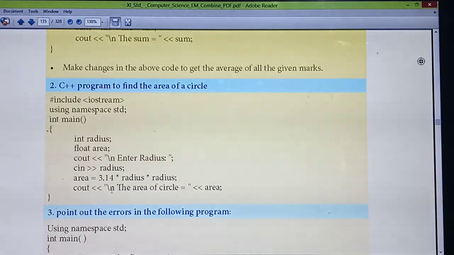So see the output. What will you get? The area of a circle. The area of a circle. Then the answer is stored in which variable? Area. So you are displaying the variable area. Understand? Understand this program for calculating area?